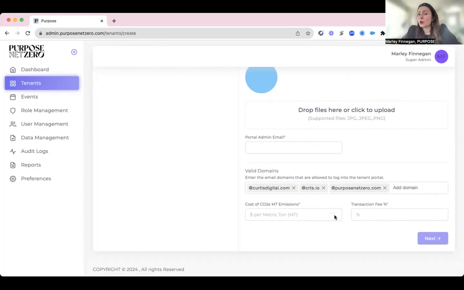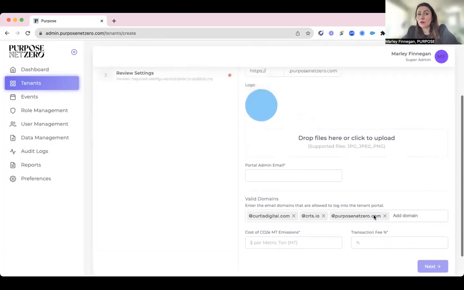The transaction fee only exists so that, say that your event registration company charges a 3.25% service fee, we would match this here so as not to cheat the cost of carbon.